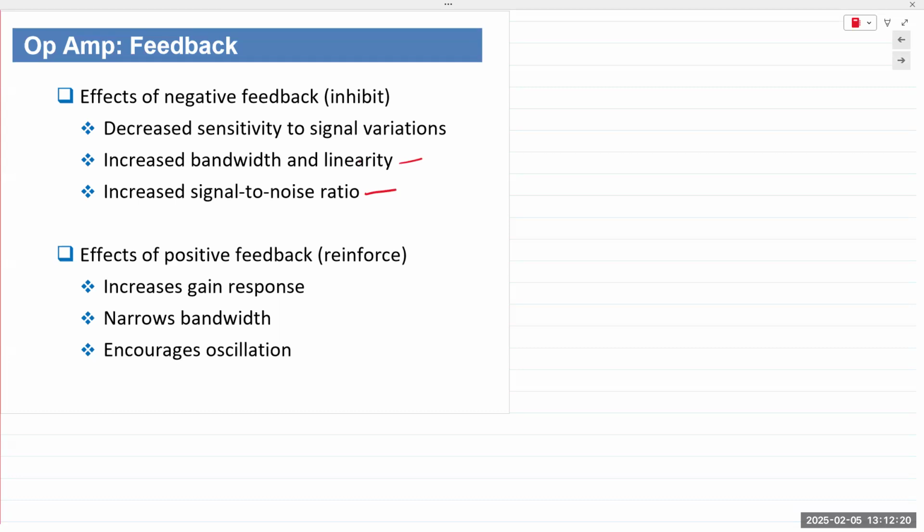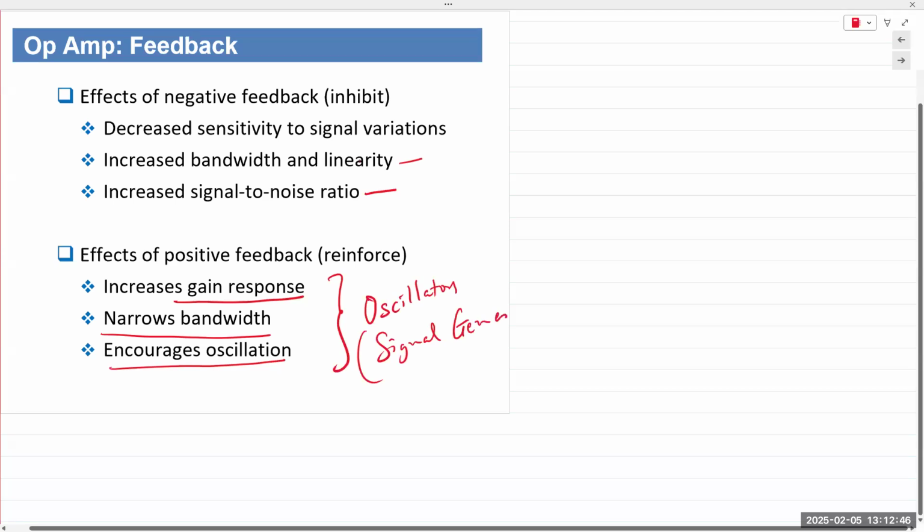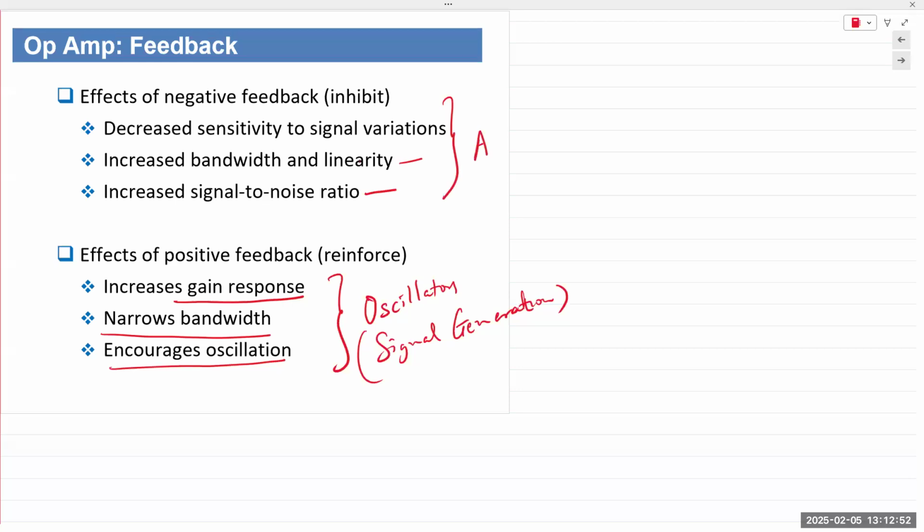Positive feedback increases the gain response, it's adding on. However, it narrows the bandwidth and it encourages oscillation. Bandwidth is basically the frequency range between which it can operate. Positive feedback is more commonly used for oscillators, which are used for signal generation. Negative feedback is very useful for amplifiers.